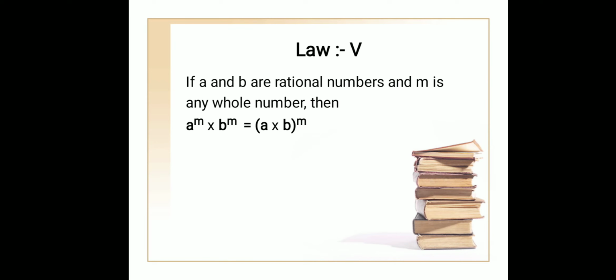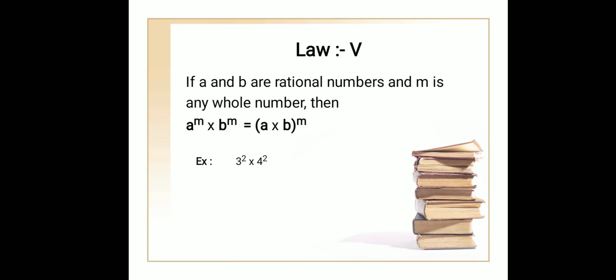Now our fifth rule is: if a and b are rational numbers and m is any whole number, then a raised to the power of m multiplied by b raised to the power of m is equal to a multiplied by b, raised to the power of m. Here, both bases a and b are different but the power is the same, so we have to perform the multiplication of both bases and keep the common power.